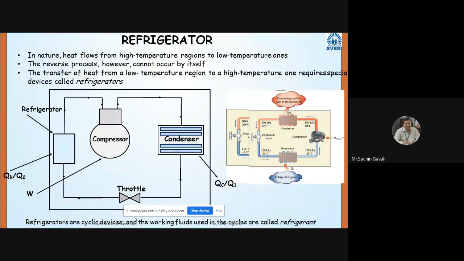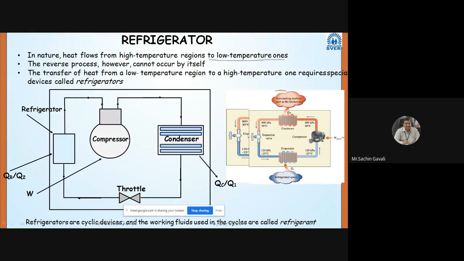Then we discussed the refrigerator and heat pump. These are the devices we also need when we want to define our second law of thermodynamics, the Clausius statement. So we have to know these devices. Refrigerators are cyclic operating devices which maintain the temperature of any region at a lower temperature than the atmosphere.